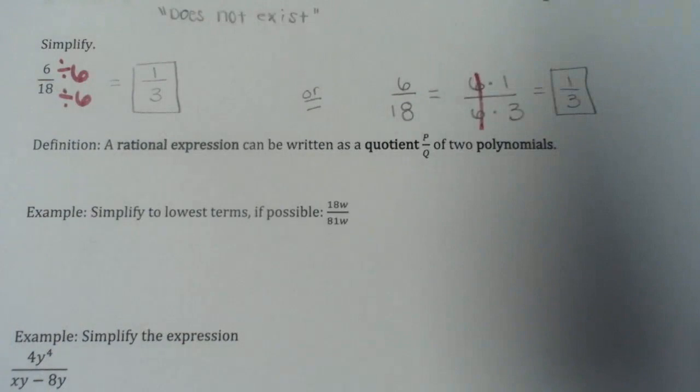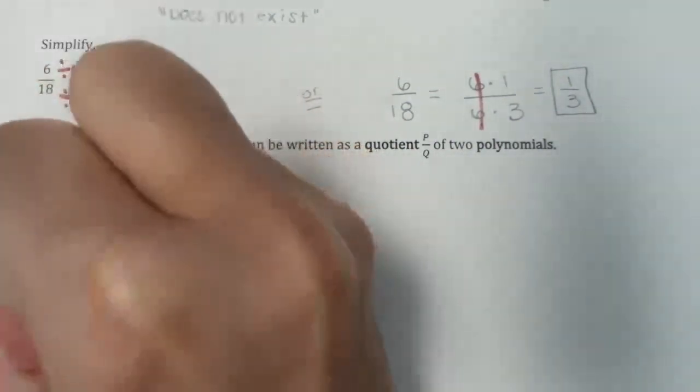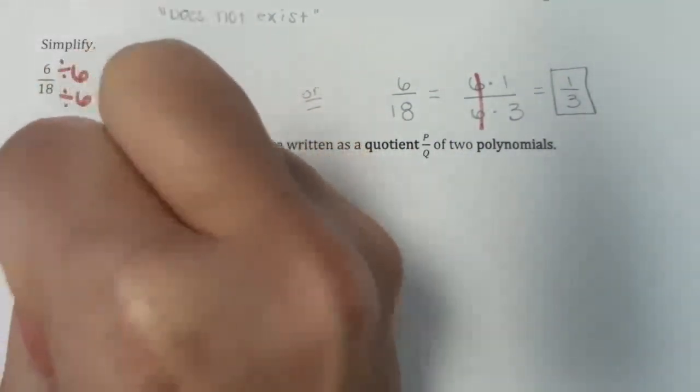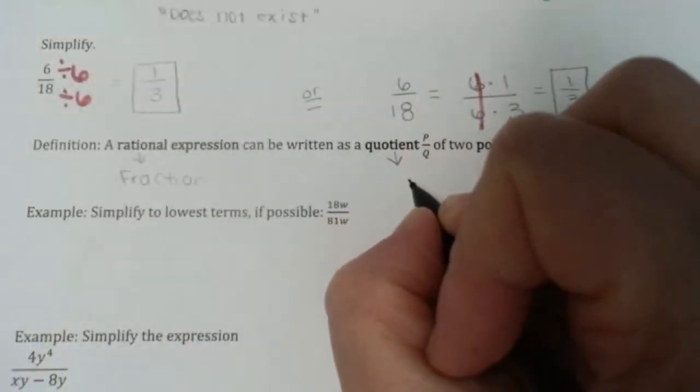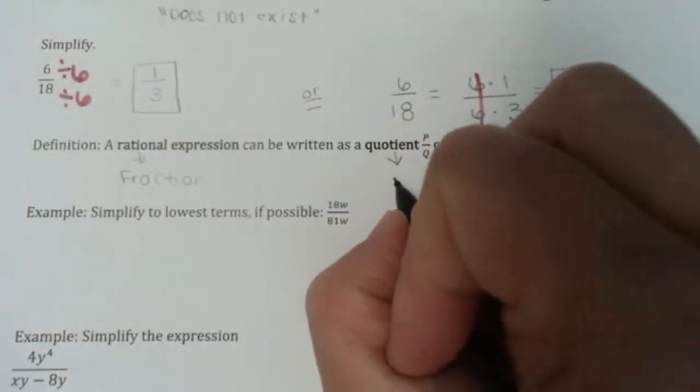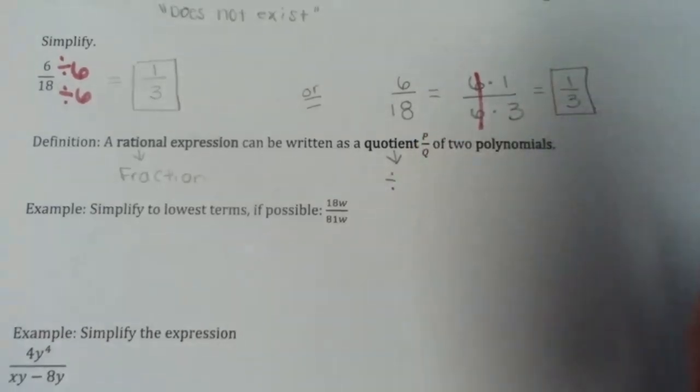So by definition, a rational expression can be written as a quotient of P over Q of two polynomials. Again, remember, that word rational means a fraction. Be written as a quotient. Quotient means to divide. P divided by Q of two polynomials.